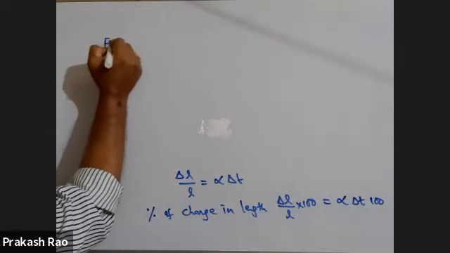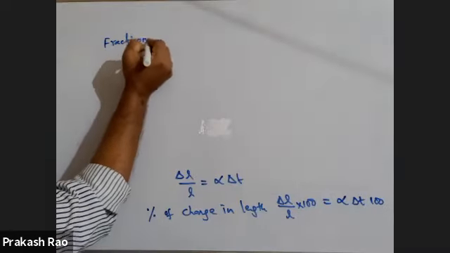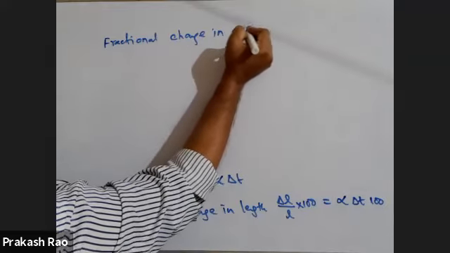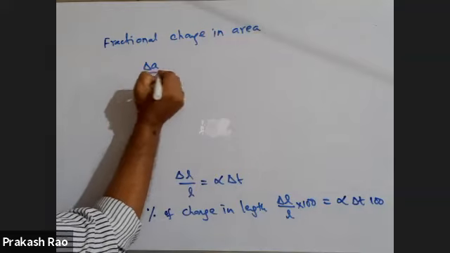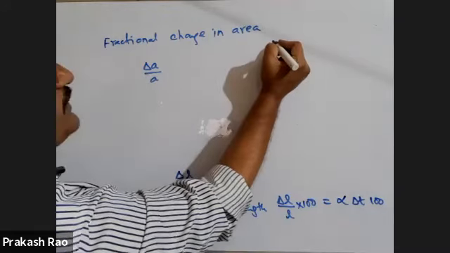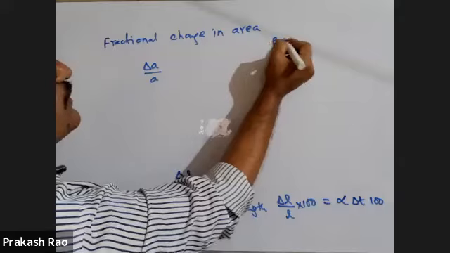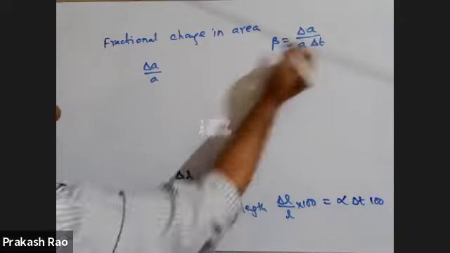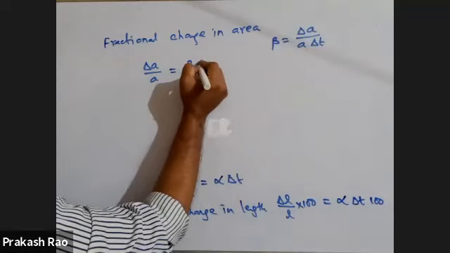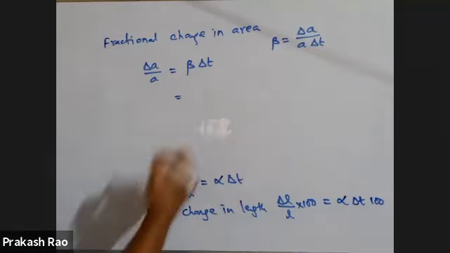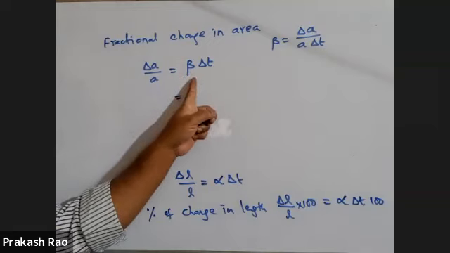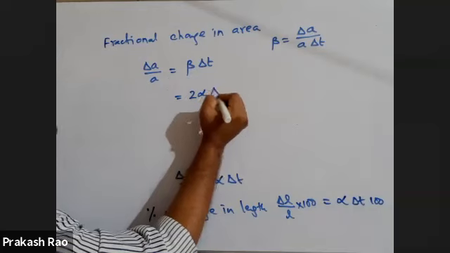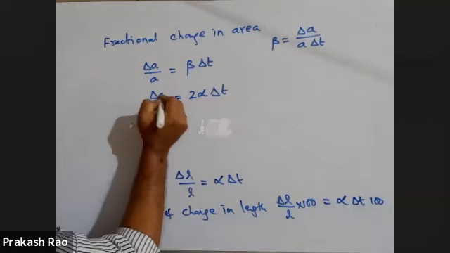Next, fractional change in area, that is, change in area by original area. You know that beta is equal to delta A by A into delta T. So delta A by A is equal to beta into delta T. In our problem, if beta is given, we directly take beta. If beta is not given, in place of beta, I can write 2 alpha. This is also fractional change in area.